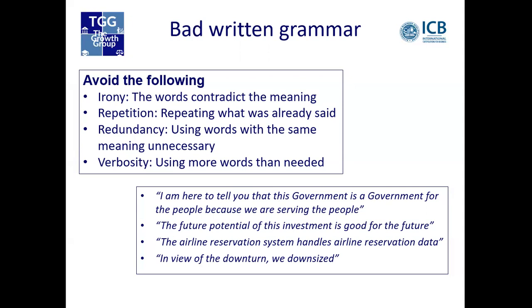Next one, the future potential of this investment is good for the future. Well, if it is a future potential, it will be good for the future. You don't have to repeat future twice. And of course, any investment is focused on the future in any case. So it would have been better to say, this is a good investment. As simple as that. The airline reservation system handles airline reservation data. Well, what else is it going to handle? Doesn't make sense. In view of a downturn, we downsized. You can just say we downsized.